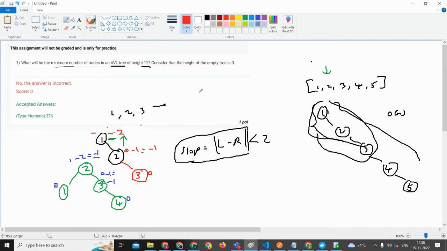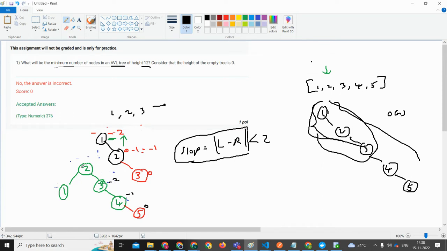We are supposed to insert 5. Okay, if we insert 5, I'll just erase the weights for some time. Now the weights will change, right? Yes. Okay, go ahead and tell me the weights. For 5, it's 0, 0, then -1, -2.